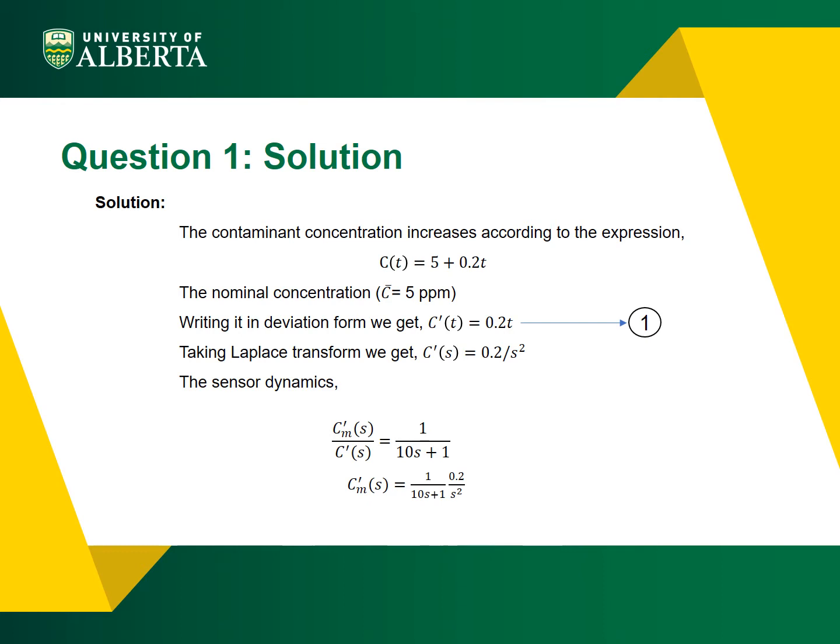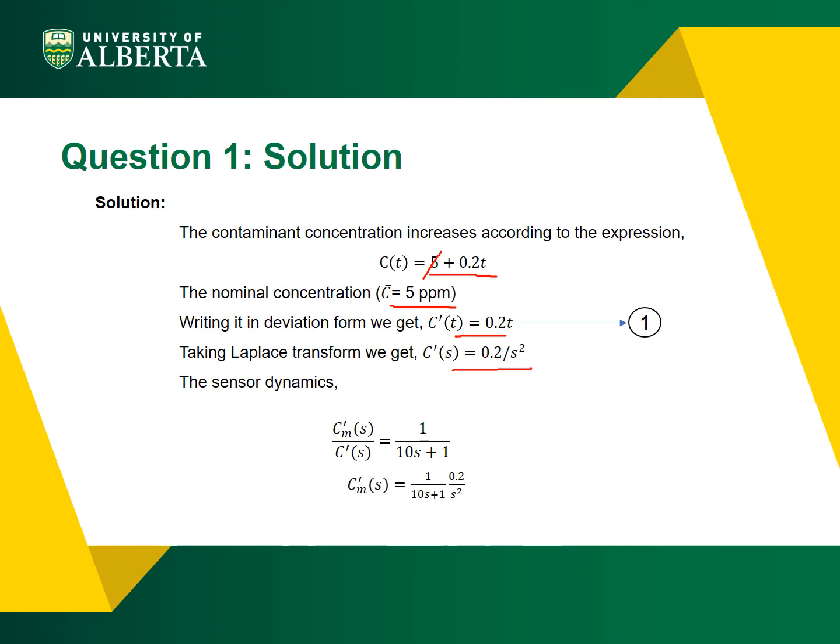Okay. So the contaminant concentration increases according to this expression 5 plus 0.2 T, and the nominal concentration is 5 ppm. If I write it in deviation variable format, which is C minus C bar, the 5 goes away, and what you have is C dash of T is equal to 0.2 T, and this shall be equation 1. And if I take the Laplace transform, you get 0.2 by s squared.